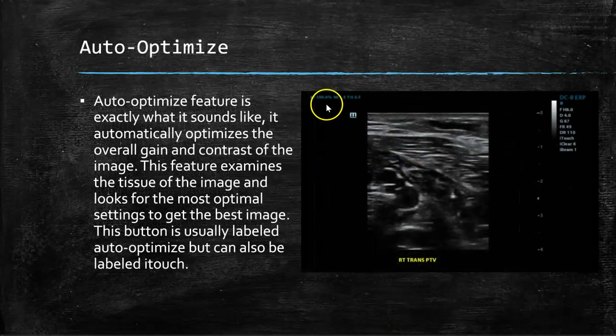Auto optimize. This feature is exactly what it sounds like. It automatically optimizes the overall gain and contrast of the image. This feature examines the tissue of the image and looks for the most optimal settings to get the best image. Like in this image.